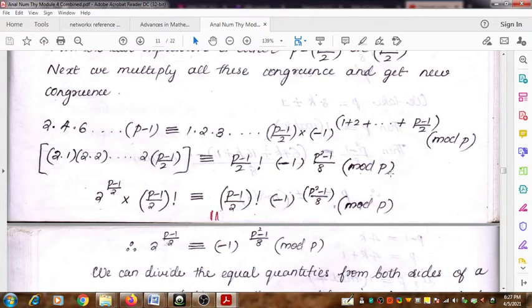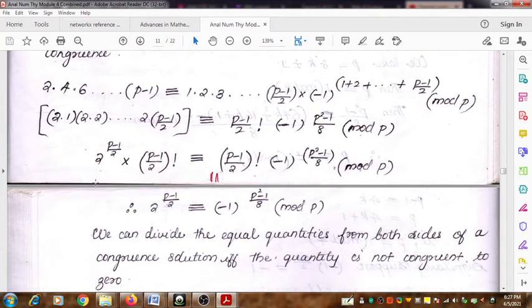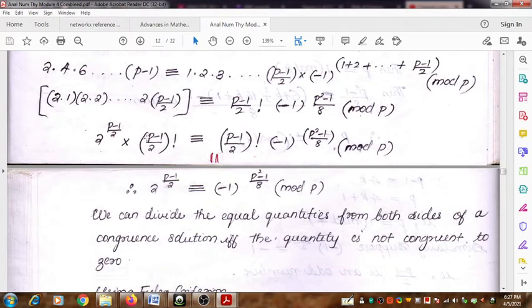Then you get modulus 8. Therefore we get 2 raised to the power p minus 1 by 2, into p minus 1 by 2 factorial, is congruent to p minus 1 by 2 factorial into minus 1 raised to p square minus 1 divided by 8, mod p. And now you can cancel p minus 1 divided by 2 factorial from both sides.